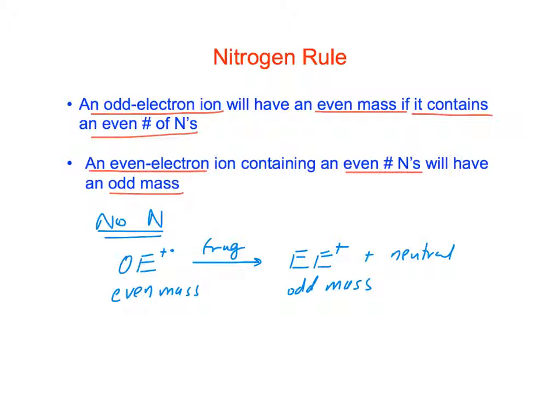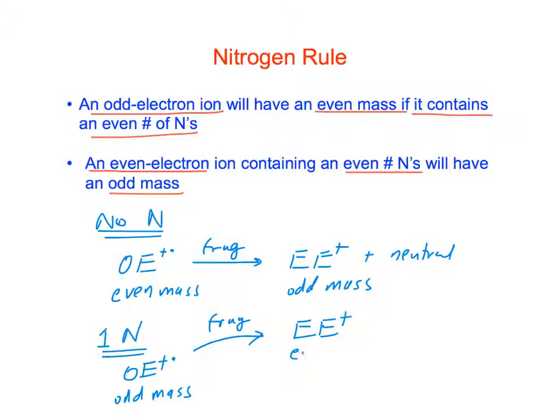But if we add a nitrogen, so let's say we have 1 nitrogen, then our odd electron ion will have an odd mass. If it fragments in the same way as up above, then the even electron ion should have an even mass.